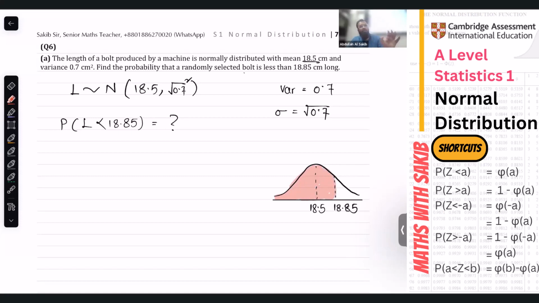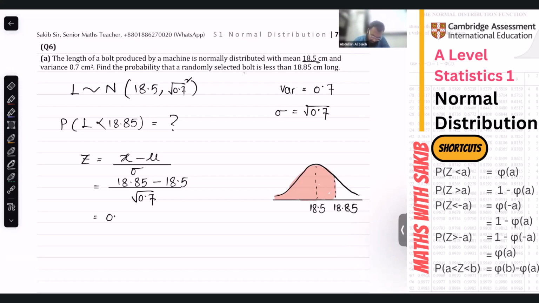So this is not in the form of standard normal distribution. So we need to convert them into a standard normal distribution. So let's convert into a standard normal distribution, that is z equals x minus mu by sigma. Here the x, the variable, is 18.85. Clear? And the mu, what's the value of mu? 18.5. Divided by sigma. What's the sigma? Root over 0.7. Clear? So find the value of this much. So 18.85 minus 18.5 divided by root over 0.7.